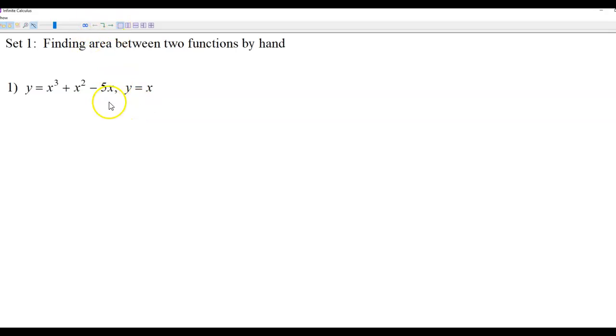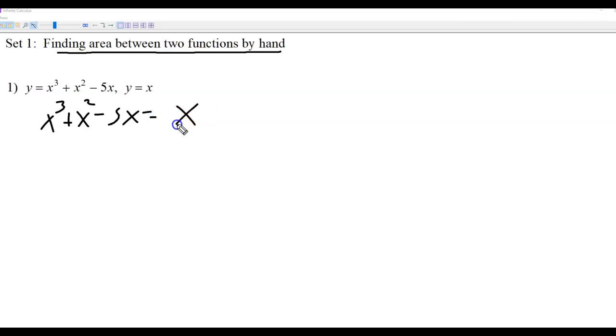All right, so we have two functions, y equals x cubed plus x squared minus 5x, and then the other one is y equals x. Now, we want to find the area between these two functions by hand, so that's my first task. My first task is going to be doing it without a graphing calculator. So step 1 is to find where these graphs cross, and to do that, we need to solve a system of equations. The way you're going to do that is you're going to take the first function and make it equal the second function.